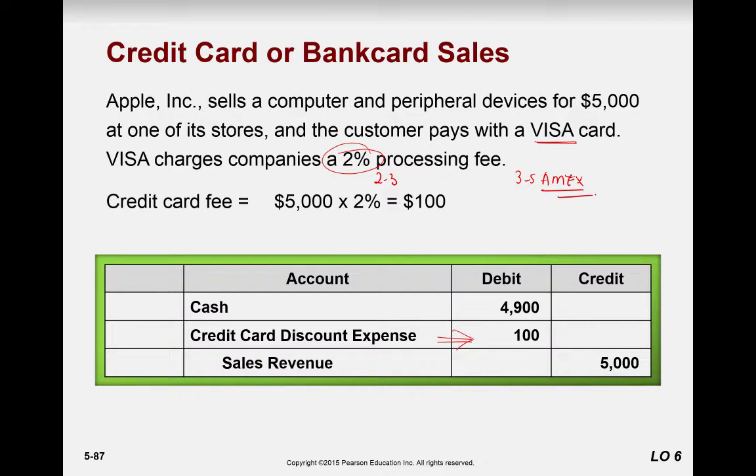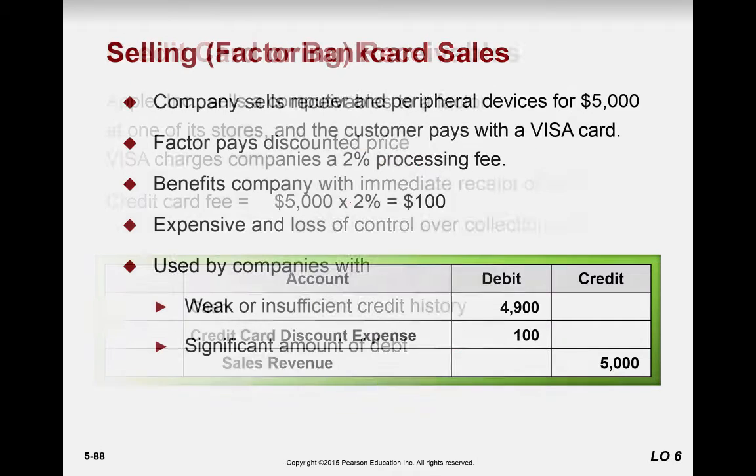And realize that the credit card company is not going to give you the full $5,000 and expect you to pay the fee to them. They're going to net it. And so that's why you need to know this entry.